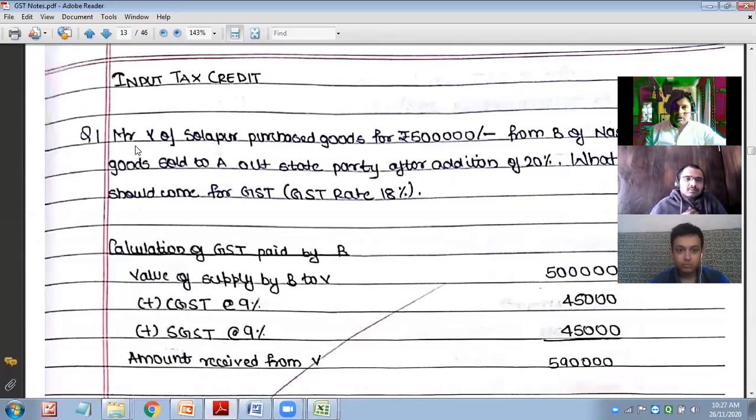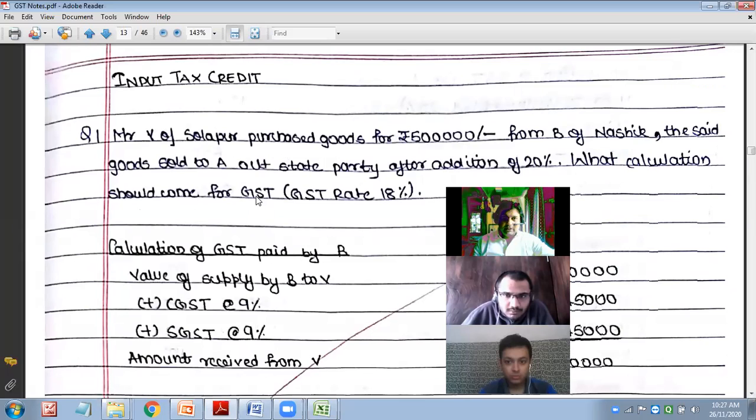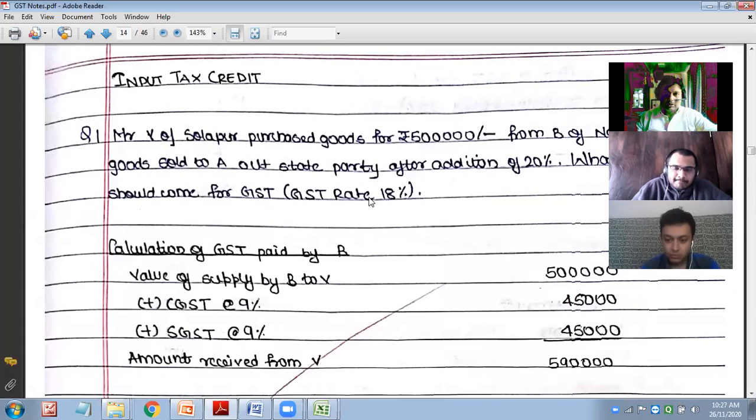Mr. Y of Solapur purchased the goods from B of Nasik. The said goods were sold to A out of state after making 20% value addition. Calculate the GST if the rate is 18%. So here it is intrastate tax, here it is interstate tax, here CGST, SGST, here IGST. So what will we do? How to adjust? Where to adjust? Is there any provision?